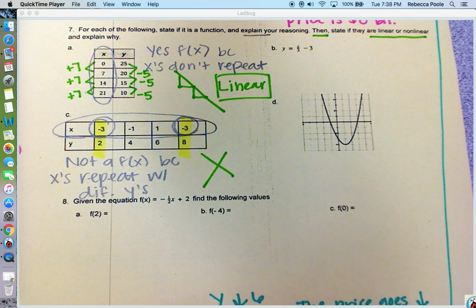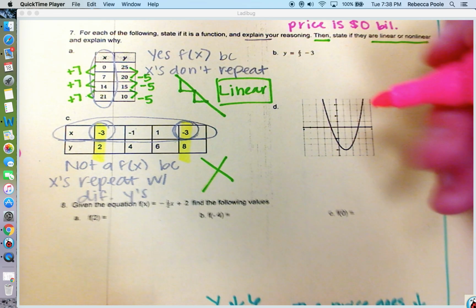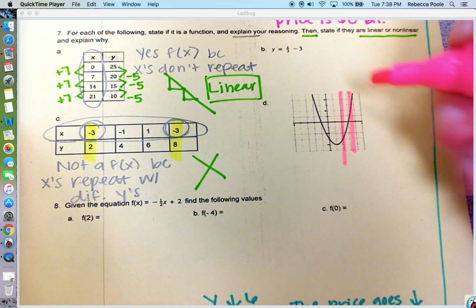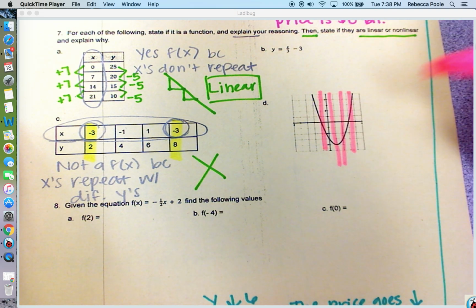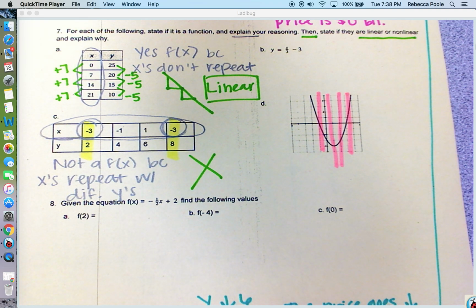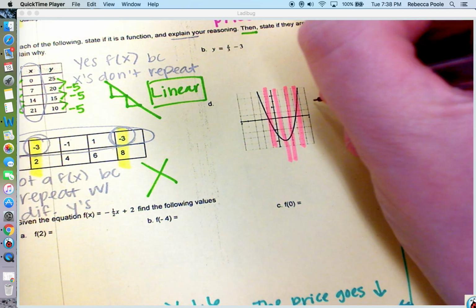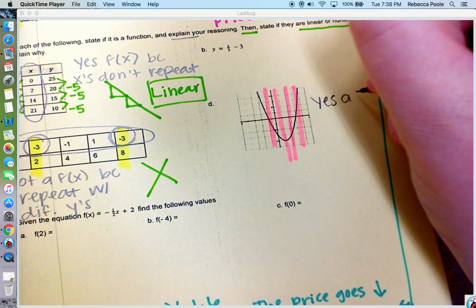All right, I'm going to skip to D first because I think that one's going to be really easy for you guys too. So let's look at D. For D, I'm going to do the vertical line test because they gave me a graph. So I'm going to draw Miss Poole's husband. He's just touching Miss Poole in one spot. Is that a function? Yes, a function.